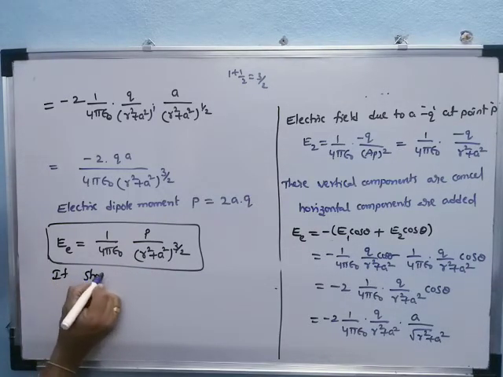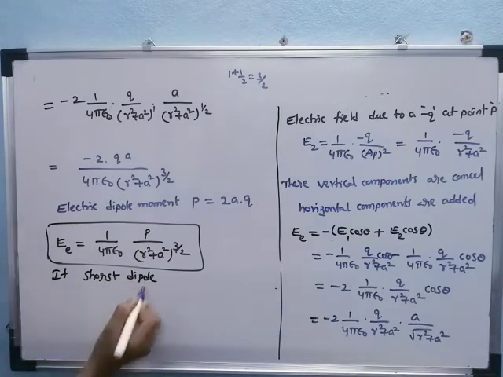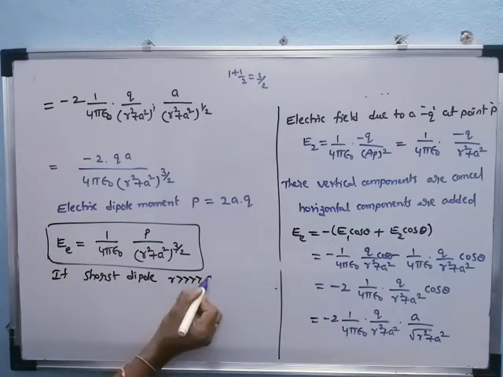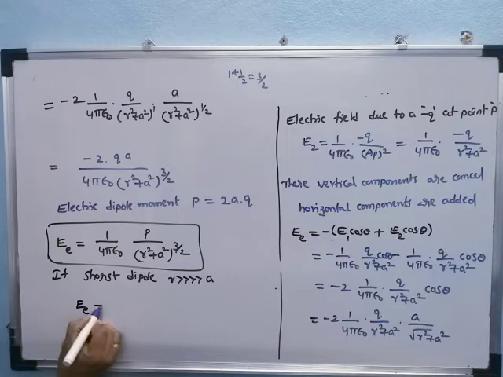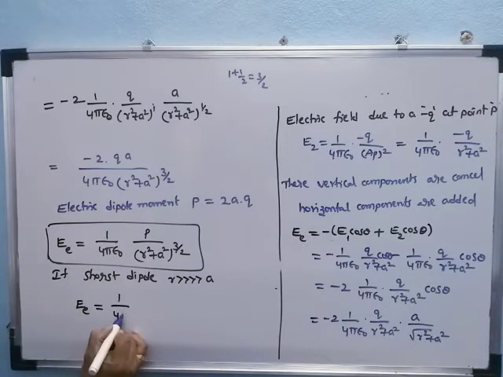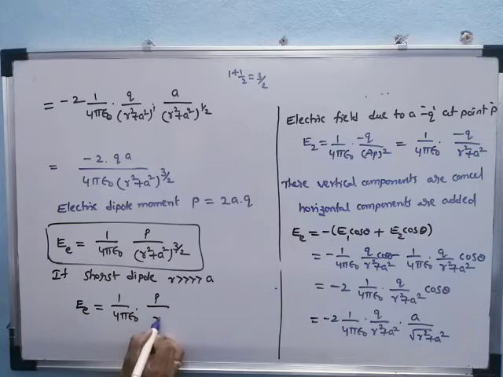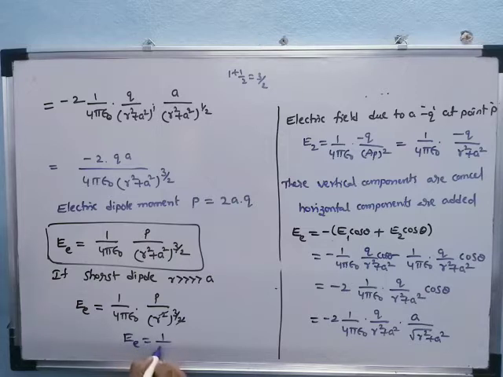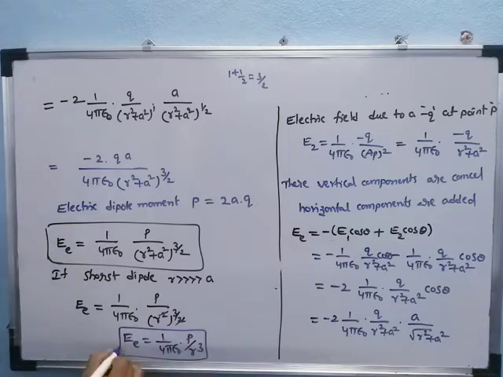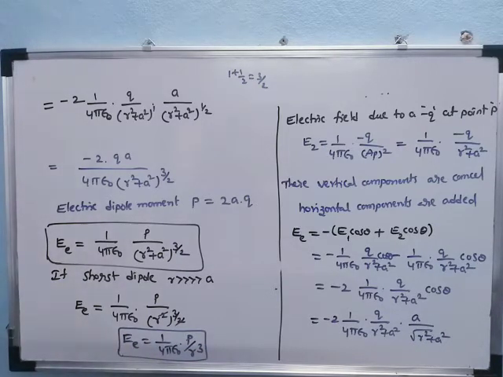If it is a short dipole, meaning r is much greater than a, then the a value can be neglected. So the intensity of electric field along the equatorial line is 1 by 4 pi epsilon naught P by (r square) whole to the power 3 by 2. Now the 2 gets cancelled, so E is equal to 1 by 4 pi epsilon naught P by r cube. This is the formula for the intensity of electric field along an equatorial line.